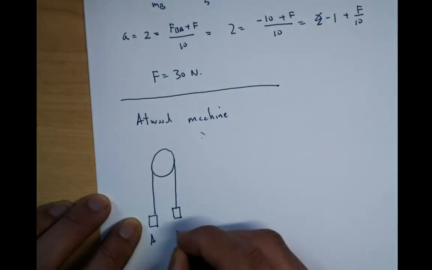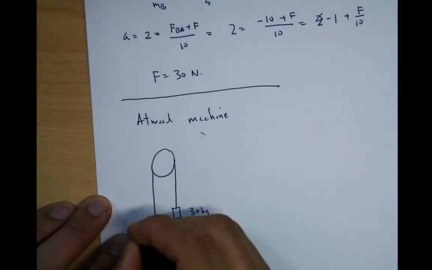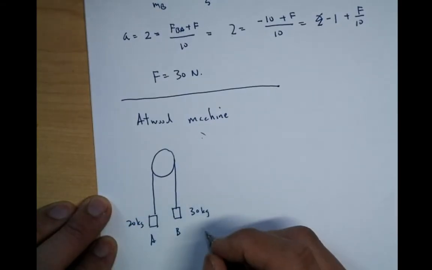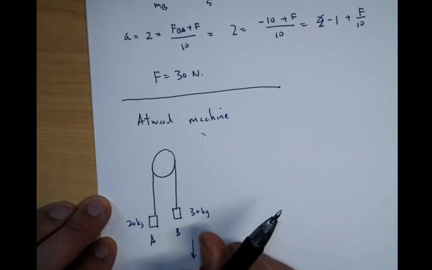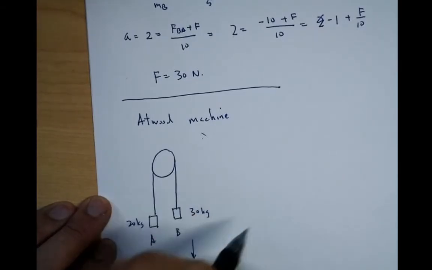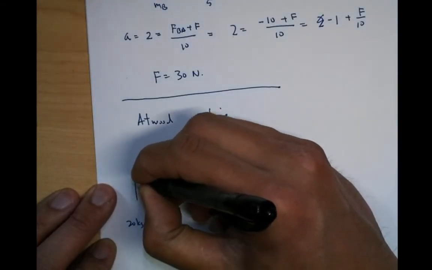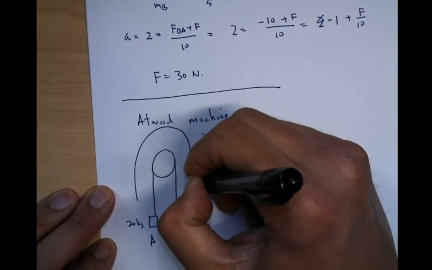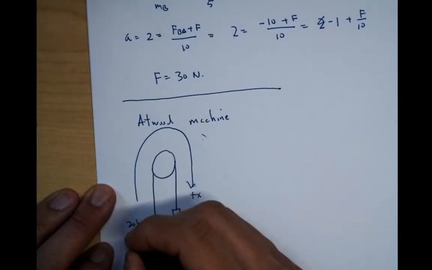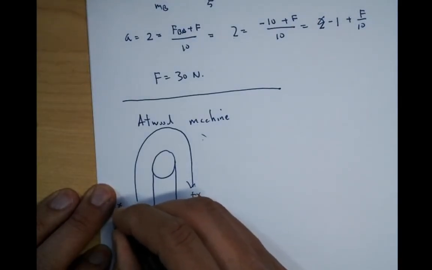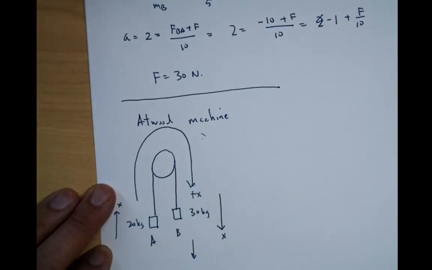Okay, this is mass A, mass B, all right? And we're going to make mass B more massive: 30 kilograms and 20 kilograms. So what's going to happen is this thing's going to fall down this way. This is the part where we have to draw a special x-axis. The axis goes around like this way, and that's plus x. That means x is pointing up this way and pointing down this way, and we have to keep that in mind.